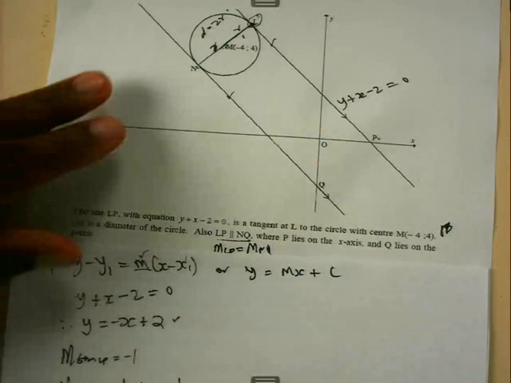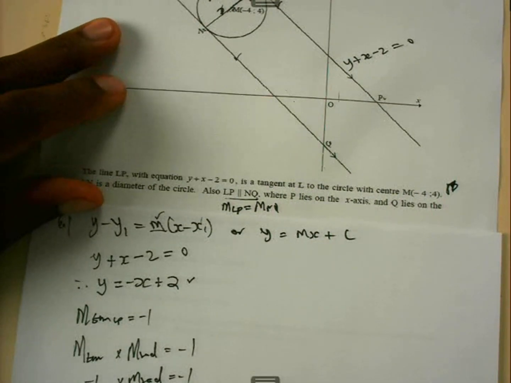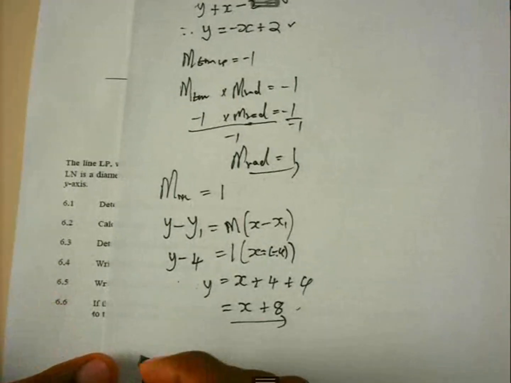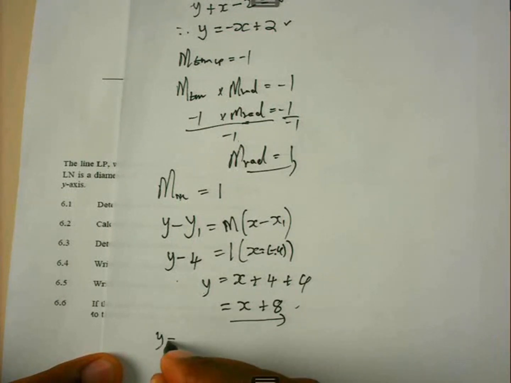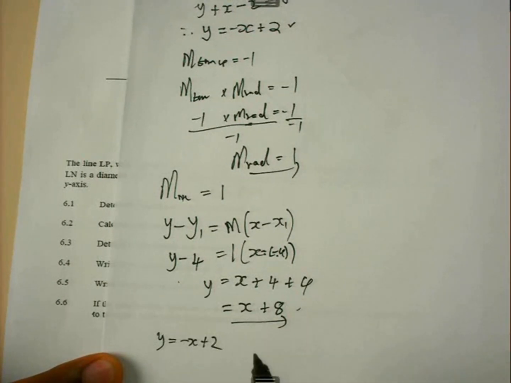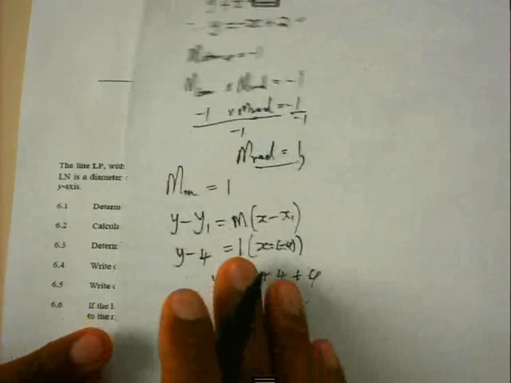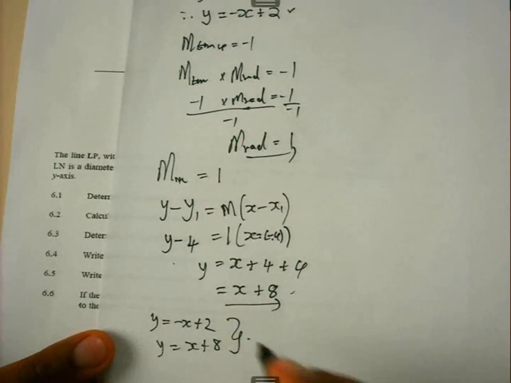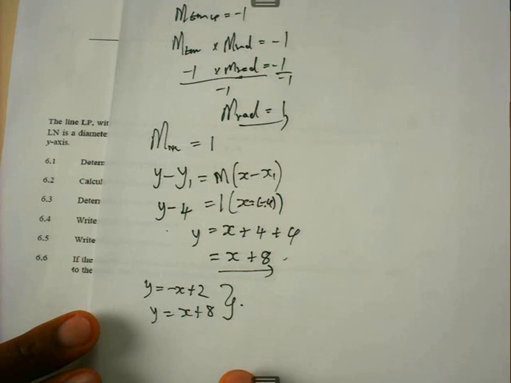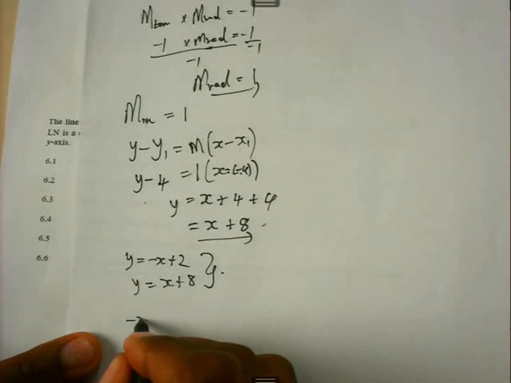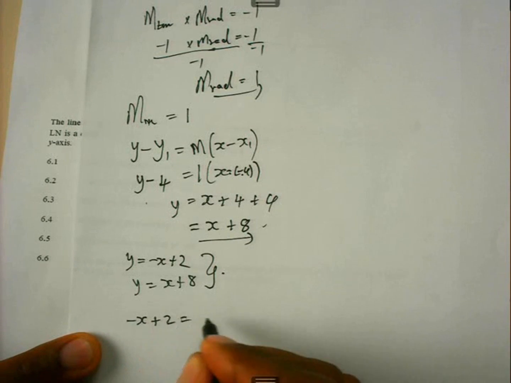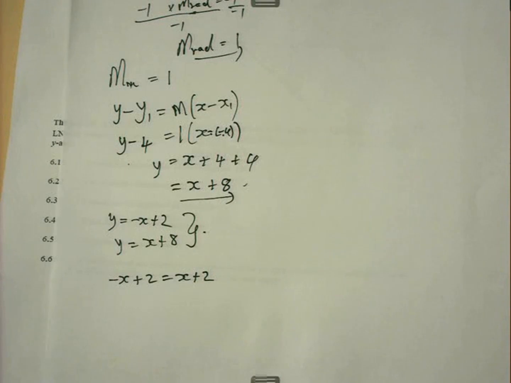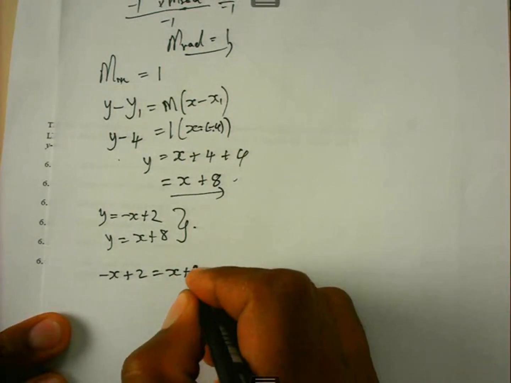Therefore, since now we have the equation of LP as well as the equation of LN, we are going to equate the two. We take the equation of LP, which is y is equals to minus x plus 2. And we take the equation of LN, which is y is equals to x plus 8. We just equate the two because they intersect each other at point L. Therefore, we have minus x plus 2 is equals to x plus 8, right? x plus 8.